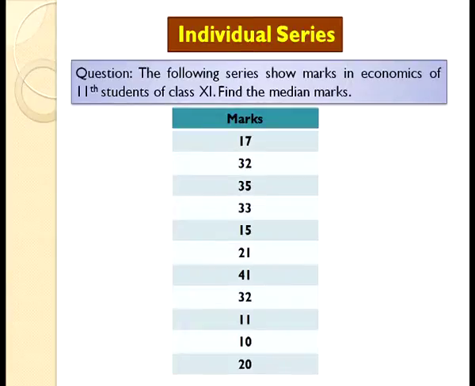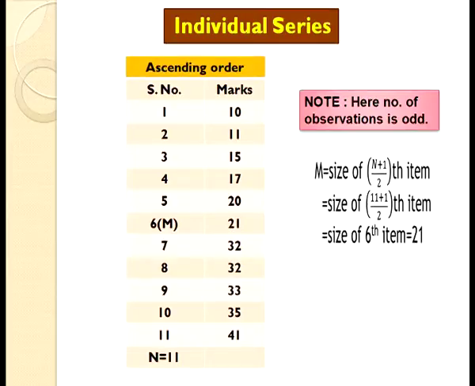Now, let us take an example to see whether we have learned how to compute median. In this particular question, the following series shows marks in economics of 11 students of class 11th. Find the median marks. The very first step, students, is to arrange the data in ascending or descending order. We have already lined up the data in ascending order. Here the number of observations is odd, so there is no problem as such.